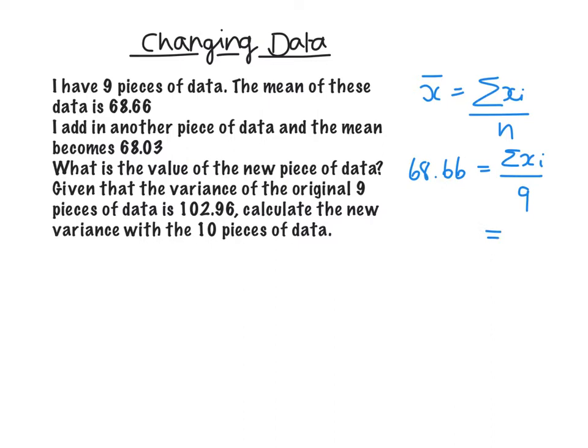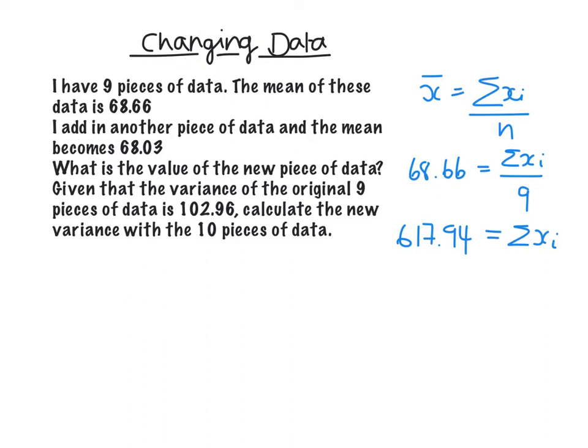Okay then. Well, I should be able to rearrange that to find out what the total sum of all the values would be. So that's taking our 68.66 and timesing by 9, which is 617.94. So I still don't know what these 9 pieces of information are, but I know that they total up to 617.94. Now, if I add in another piece of data, I get a new mean.